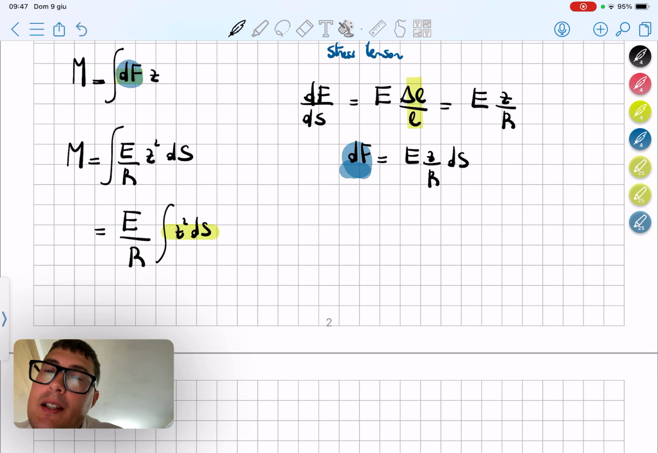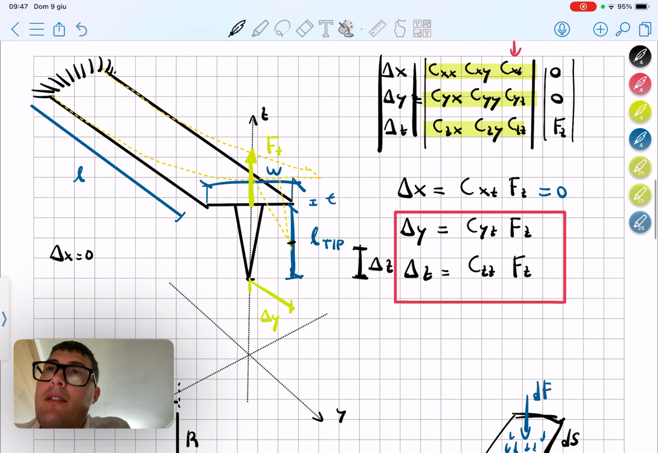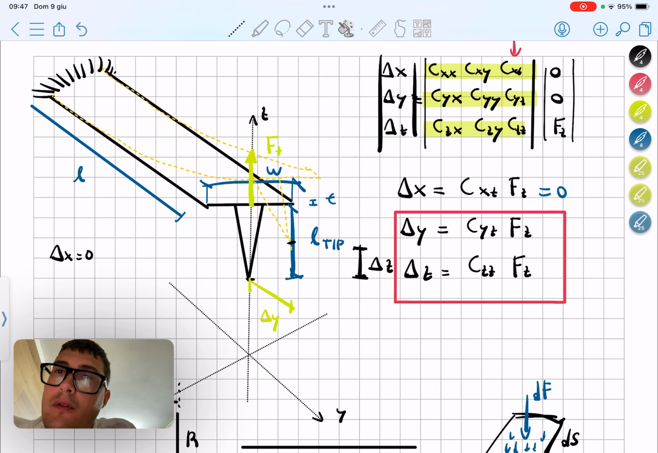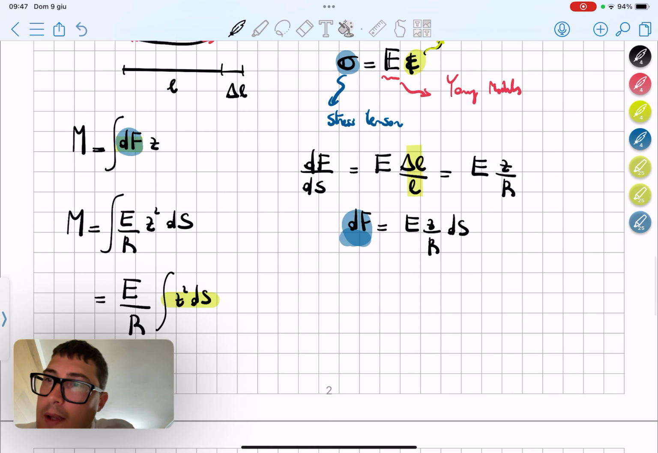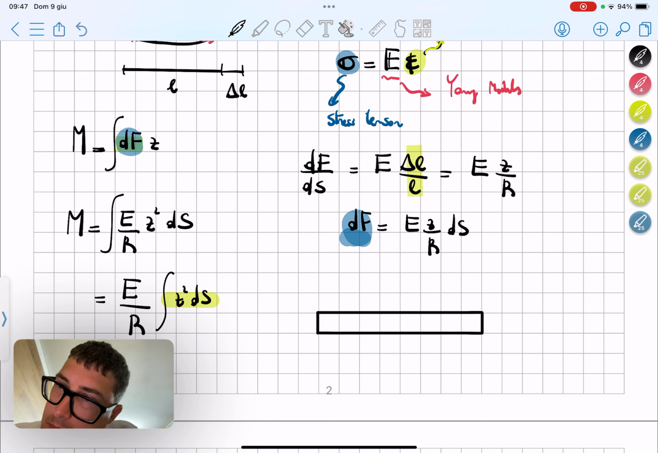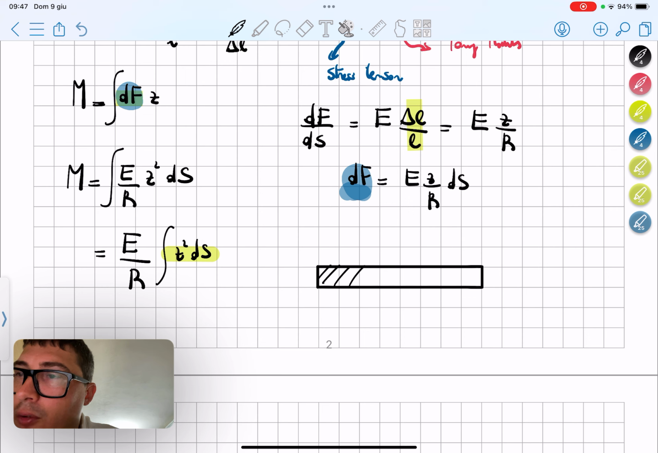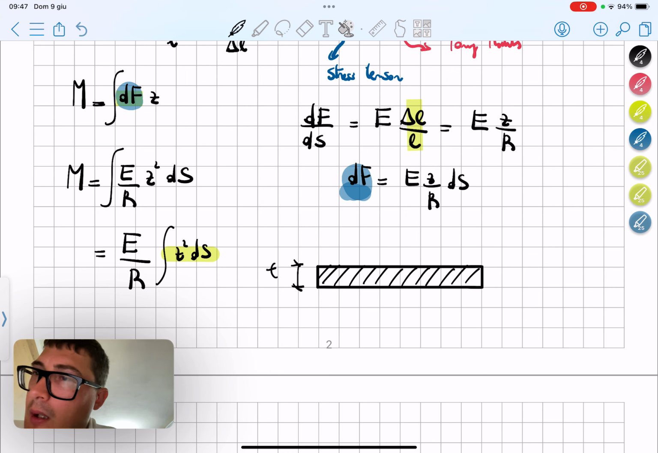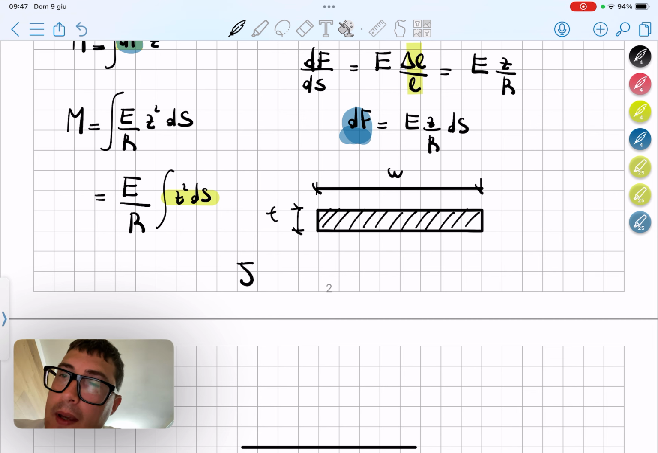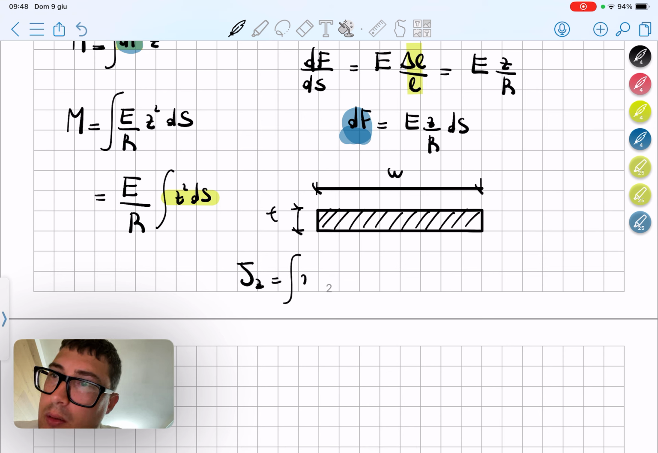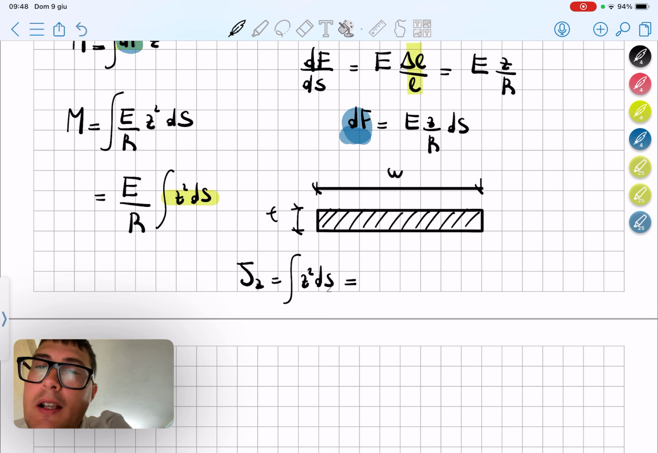And for a specific cross-section, like in our case of the cantilever, imagine taking a cross-section here, for example. Let's make it a little bit bigger, so it will be something like that. This is a cross-section of our cantilever, which has, as I anticipated, the thickness T and the width W. So the inertia moment, the integral of Z square ds, for a rectangular shape like this, is equivalent to 1 over 12.